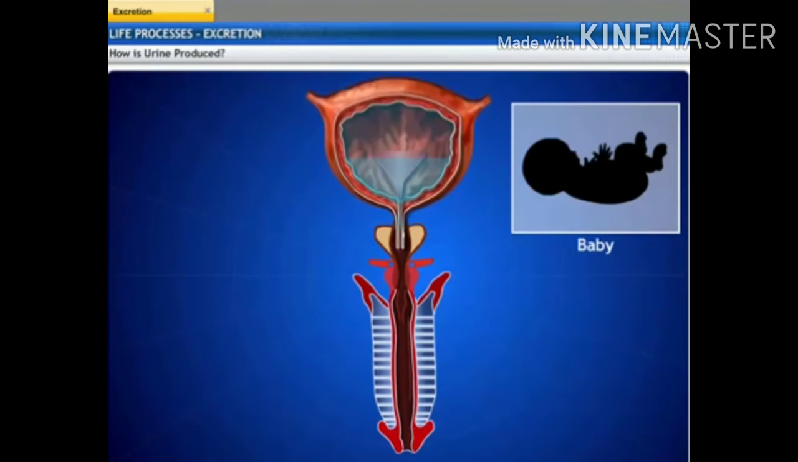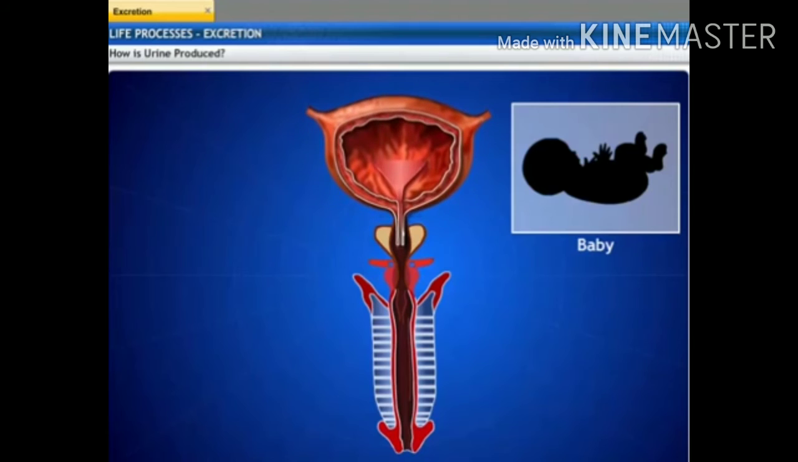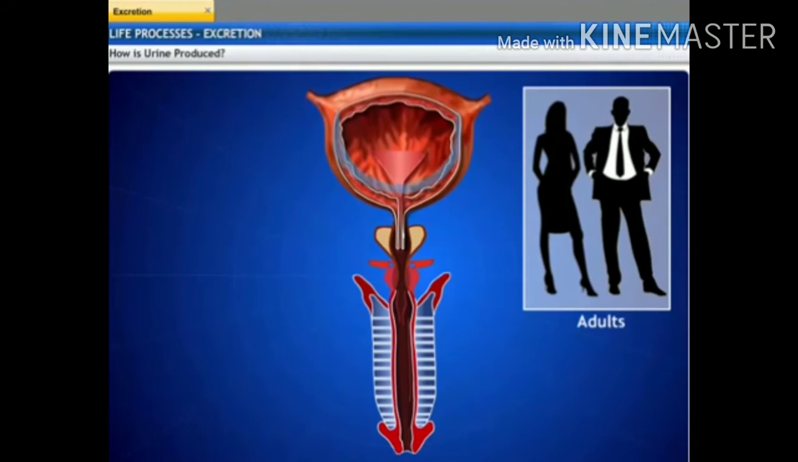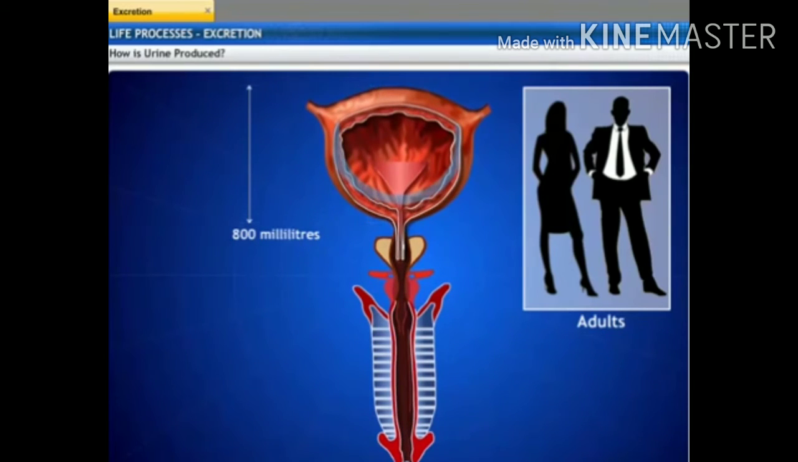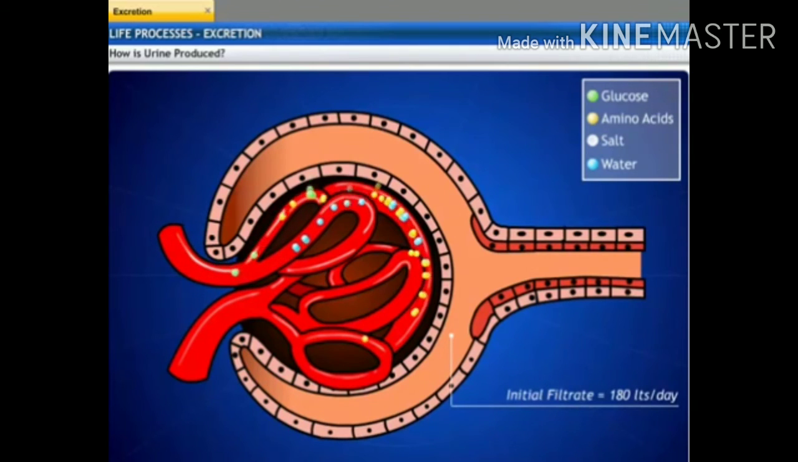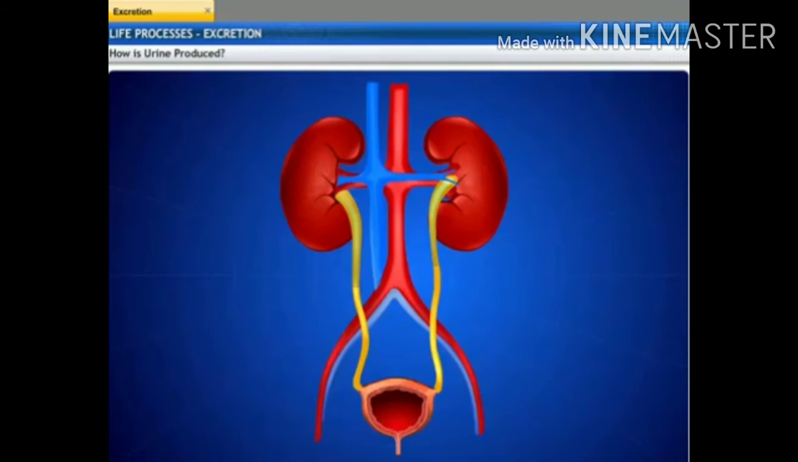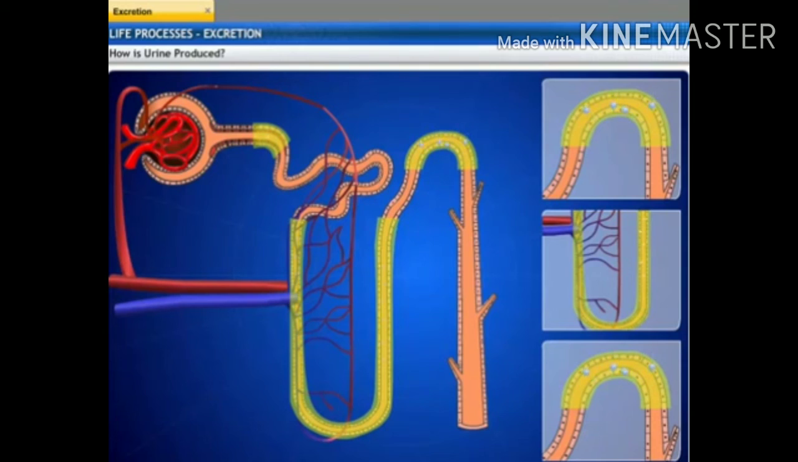The muscles in the bladder make it open up automatically in babies when the bladder is half full. Adults can control these muscles. An adult bladder can hold about 800 milliliters of urine. In a normal healthy adult, the initial filtrate in the kidneys is about 180 liters per day. However, the volume actually excreted is only a liter or two a day because the remaining filtrate is reabsorbed into the kidney tubules.